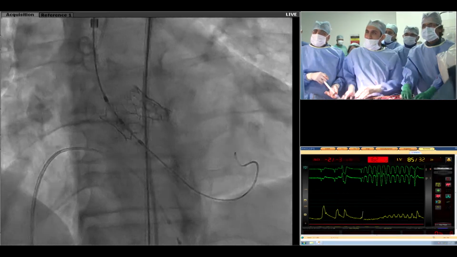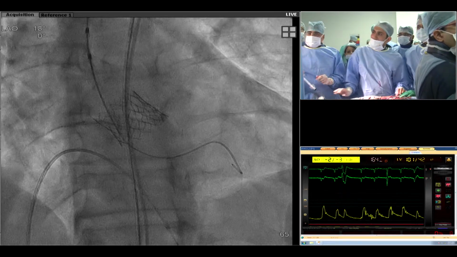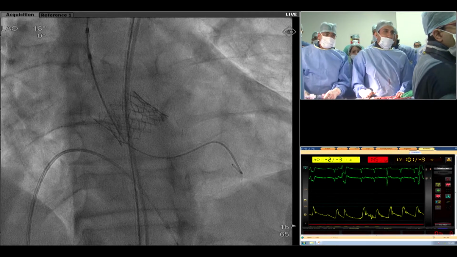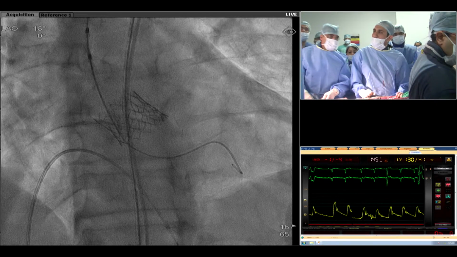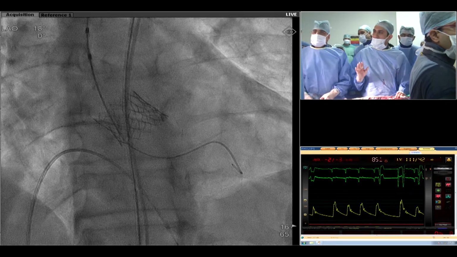Hemant, look at the pericardium. This balloon also comes out. Hemant, look at the pericardium here. Give some pace. That's good. Everything looks good. Let it recover. Let everything come back. Let us all calm down here.